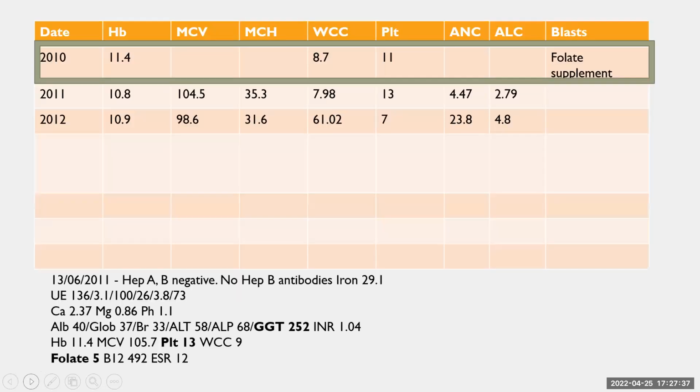Unfortunately, the blood sent in 2010 only had an HB, white cell count and platelets, so we weren't able to evaluate the blast percentage when he was diagnosed and referred. However, he had a low folate of 5 and was started on folate supplements, and his platelets were low at 11 and HB was at 11.4. He was then monitored, and in 2011 his HB was 10.8. He had a macrocytosis. Platelet count was still 13. Next slide, please.